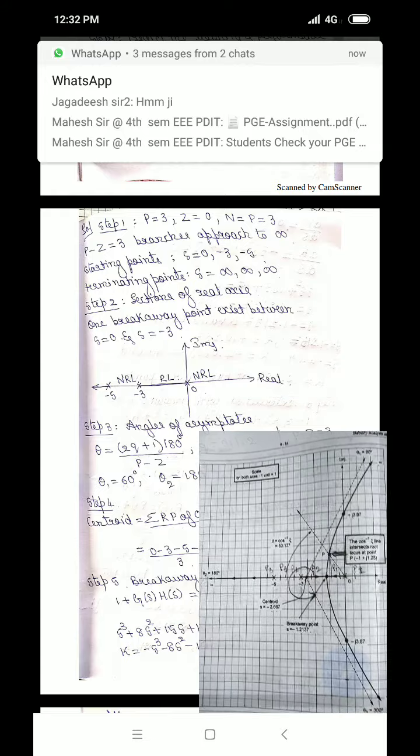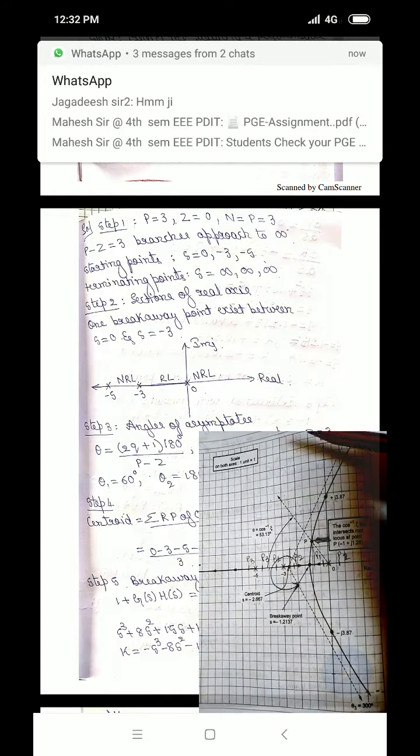Next, first you draw the imaginary axis and the real axis, okay. First you mark the poles here. First pole is 0, second pole is minus 3, and third pole is minus 5. First you mark the poles on the real axis, okay.